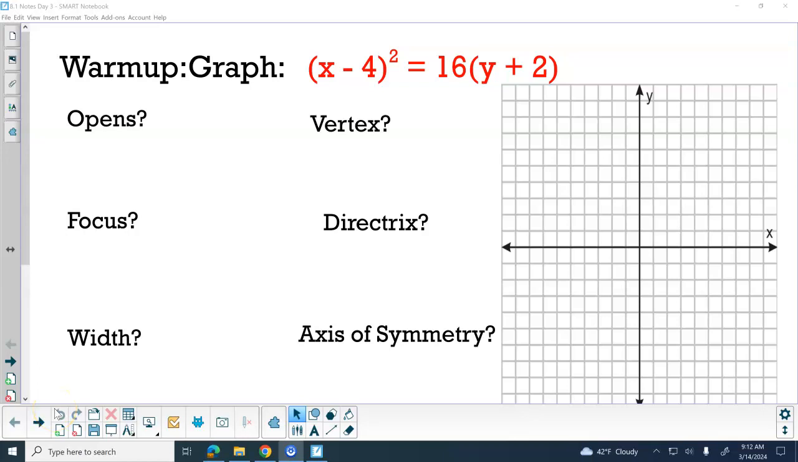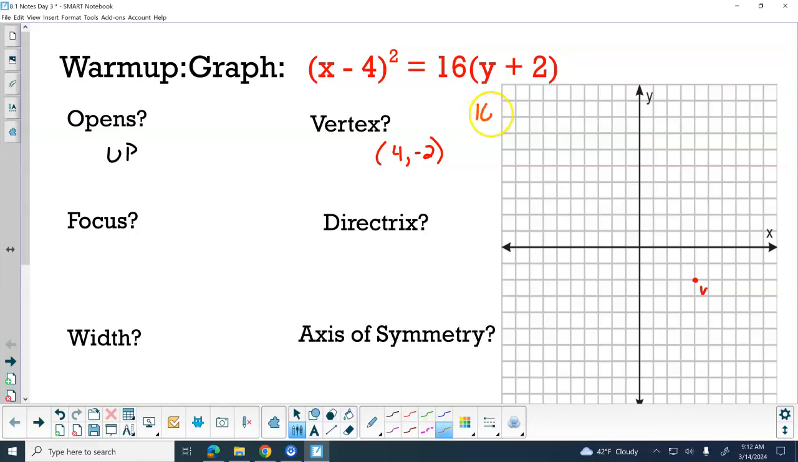Which way is it open? Up. X is squared, so that's an up and a down, and the 16 is positive, so that is opening up. Where's my vertex? (4, −2). 1, 2, 3, 4, 1, 2. Vertex right there.